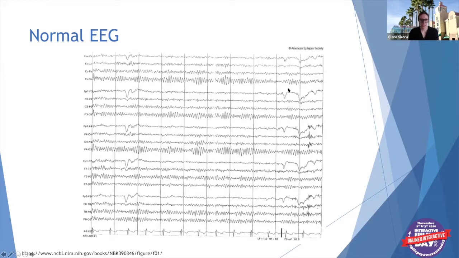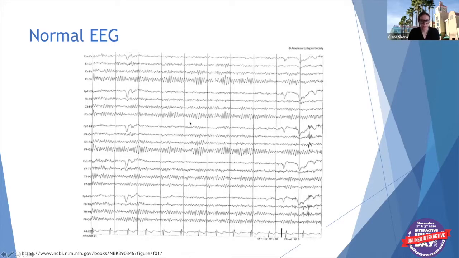We expect to see a certain level of organization, continuity of the lines, no interruptions by high voltage activity that would be abnormal. And sometimes your eye might be drawn to some of these things right here, which are actually eye blinks. So that's artifact. That's the movement your eye makes when they blink. And if you actually see where that location is, it's right here at the front of your head. So those electrodes are picking up movement artifacts. So it's not actually an abnormal brain wave.